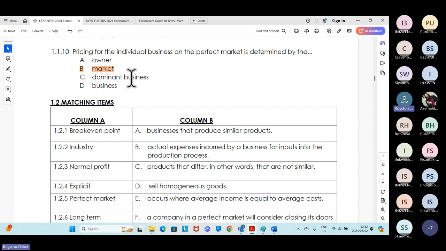That's all. Since our time is up, I'm going to leave the matching items for Thursday morning.